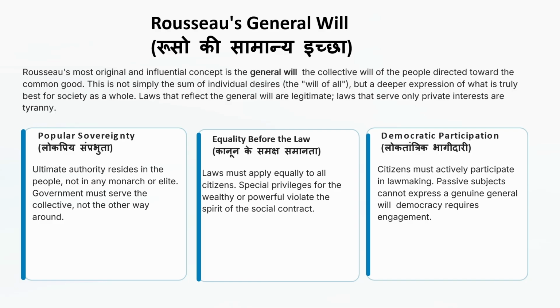Rousseau introduced the concept of the general will, which refers to the collective will of the people. In this system, laws should reflect the common interest of society rather than the interest of individuals or rulers. This idea influenced the modern democratic system, where laws that express the general will are legitimate, and laws that serve only private interest are tyranny. He talked about popular sovereignty, advocated equality before the law, and wanted people to participate directly in the democratic system.